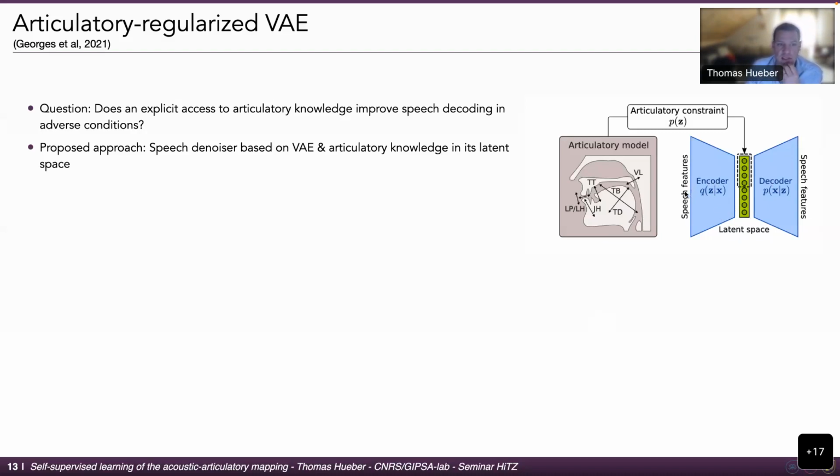So what we are trying to do is to first train a speech denoiser, something that tries to denoise speech by taking noisy speech as input and outputting the clean version of the speech signal. But the idea was that if we do have access, when we perceive speech signals, to articulatory data, or at least motor commands, what about constraining the latent space of this variational auto-encoder so that it explicitly includes some articulatory knowledge? So we want to shape the latent space so that it has more or less the same shape as an articulatory space.